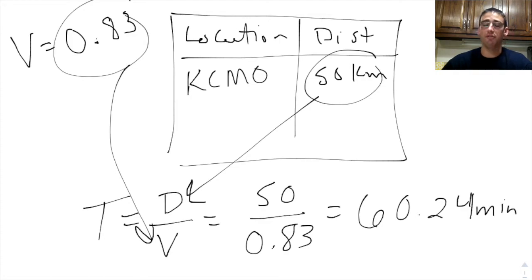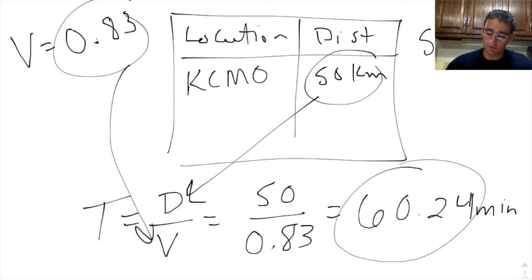So whatever my previous time was, let's say that I started my tornado off at 5 o'clock. Well, now I know that it's going to hit KC Mo 60 minutes from 5 o'clock, so I add that on, and I'm going to get 6 o'clock, and that's going to be KC Mo.